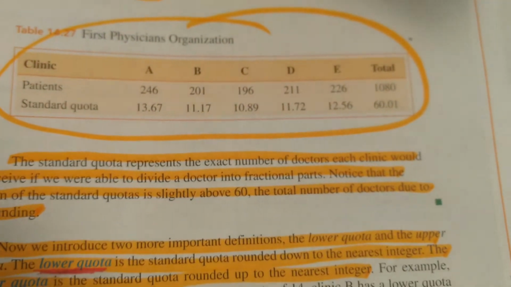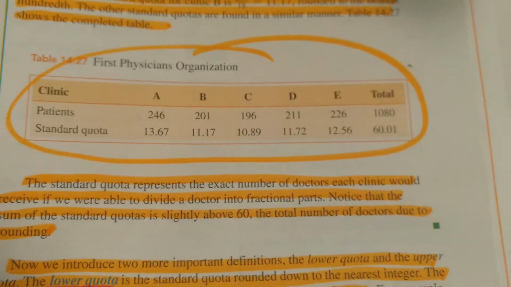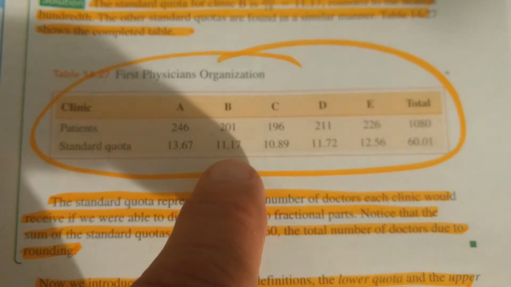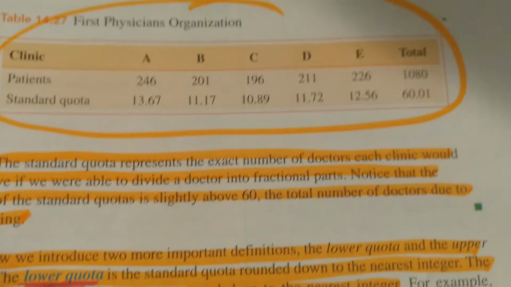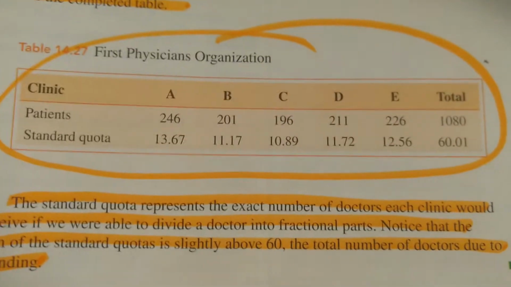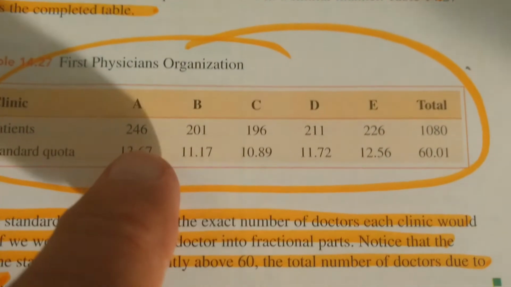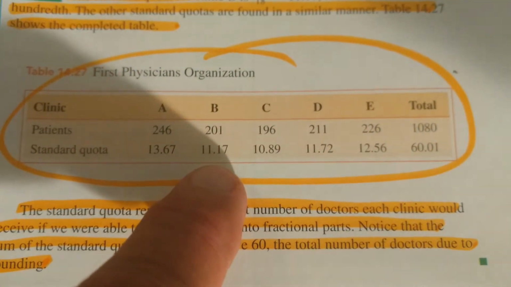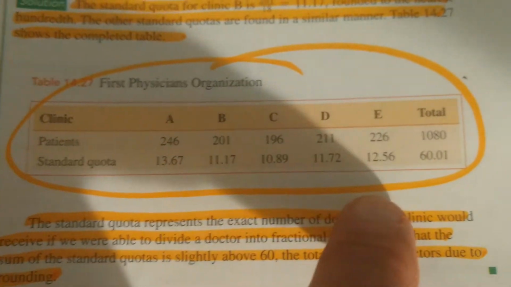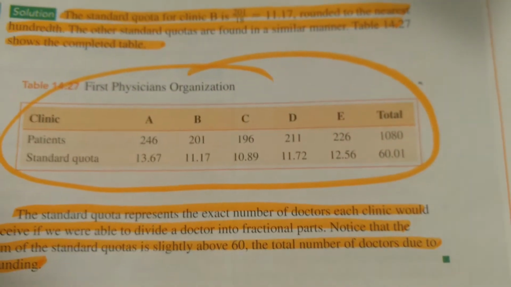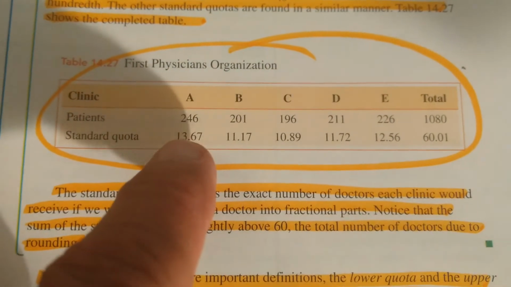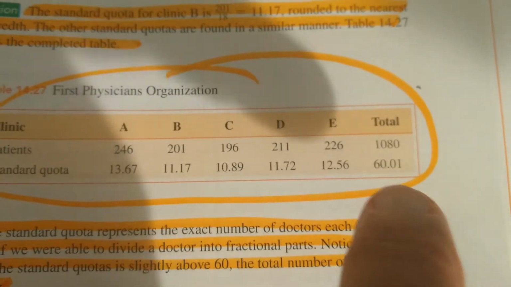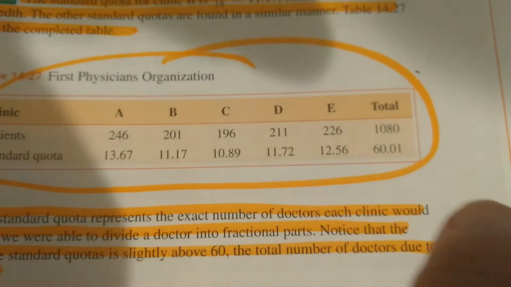Sounds pretty good, because we've got 60 doctors to distribute. Problem is that we can't do 0.67 of a doctor, 0.17 of a doctor, 0.89. So the methods we were about to talk about, the 4 methods, describe how we either round this number up, or round this number down, or don't round at all. And so the 4 methods are going to describe how we make these decimal numbers whole numbers so that it becomes how many items we can actually allocate, which in this case is the 60 doctors.